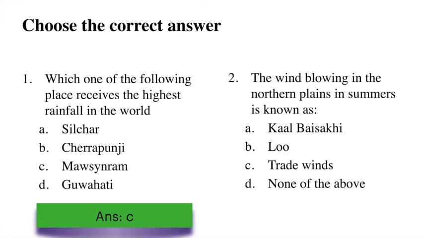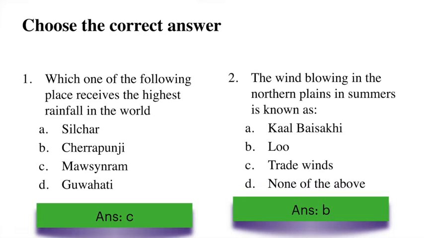Next question is, wind blowing in the northern plains in summers is known as what? By what name is the wind blowing in the northern plain in summer called? First option, Kalbaisakhi. It is the name of a localized thunderstorm in West Bengal, not the summer wind. Loo, it is the right answer. It is the name of the wind blowing in the northern plain in summer season. As far as option 3 is concerned, trade winds are surface winds blowing permanently towards the equatorial low pressure belts.